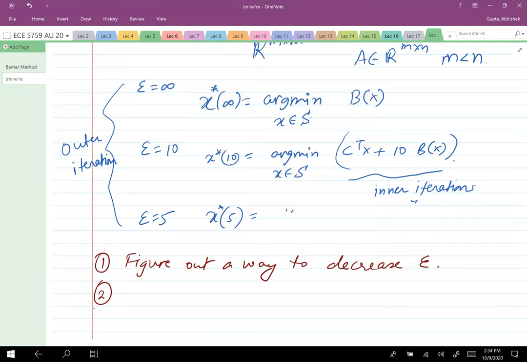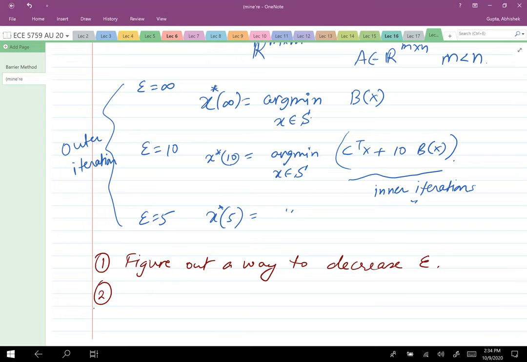How about minimizing the complexity of inner iterations? So let's think about it. We only want to get close to the optimal solution. We know that we can't get to the optimal solution exactly. We just want to get close to it. Now we need an infinite number of inner iterations in order to get to the optimal solution, but we only need a finite number of inner iterations, particularly because we are using Newton's method. So we only need a finite number of inner iterations to get close to the optimal solution for that particular epsilon.